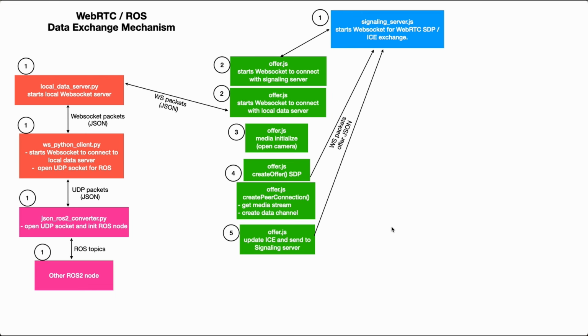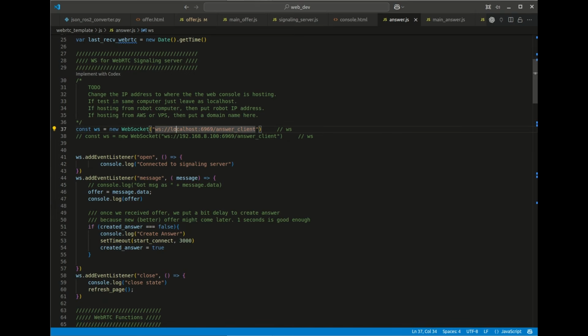Once the web console, or answer peer, is started, it will connect with the signaling server by WebSocket as the answer client. In the code here, we need to make sure the URL of the signaling server is correct. On message event, if the message is alive, then it's supposed to be an offer from the offer client. Then if created answer is false, we are going to run start connect with a bit of delay of 3 seconds.